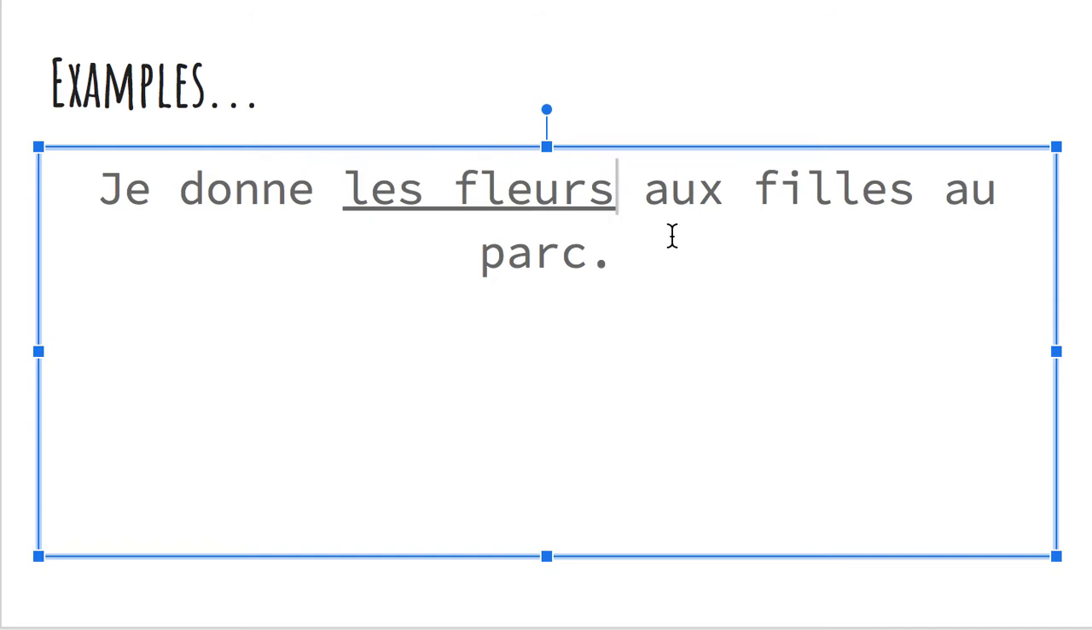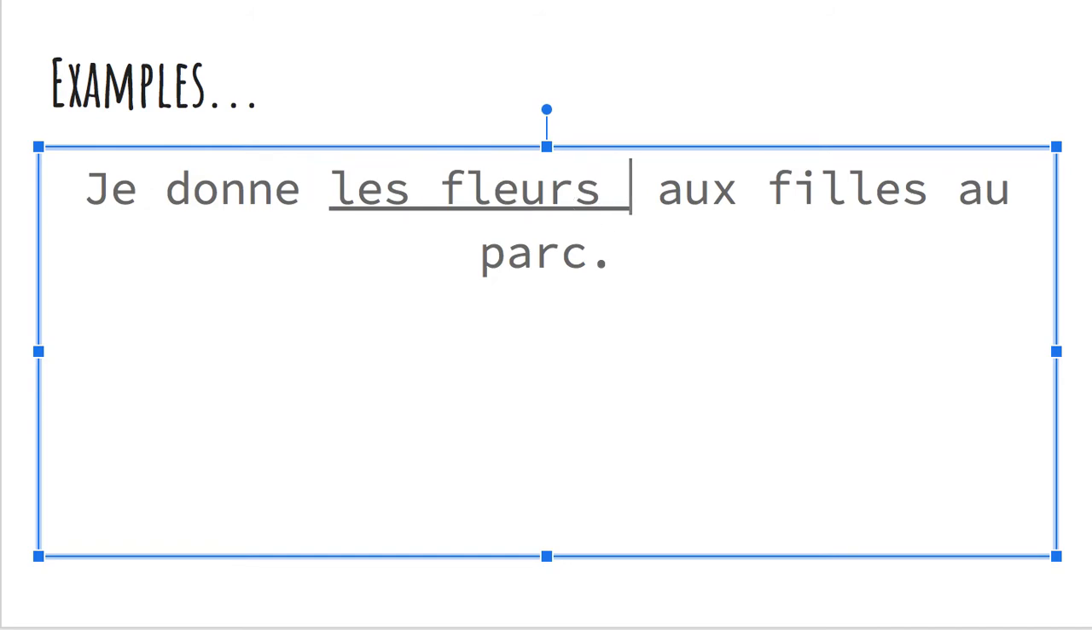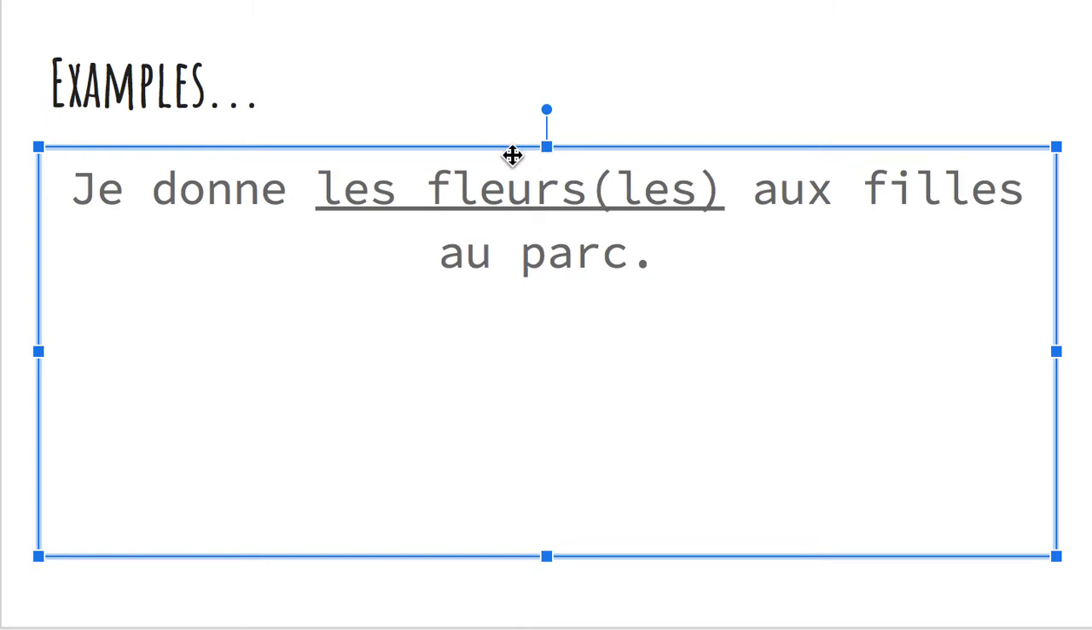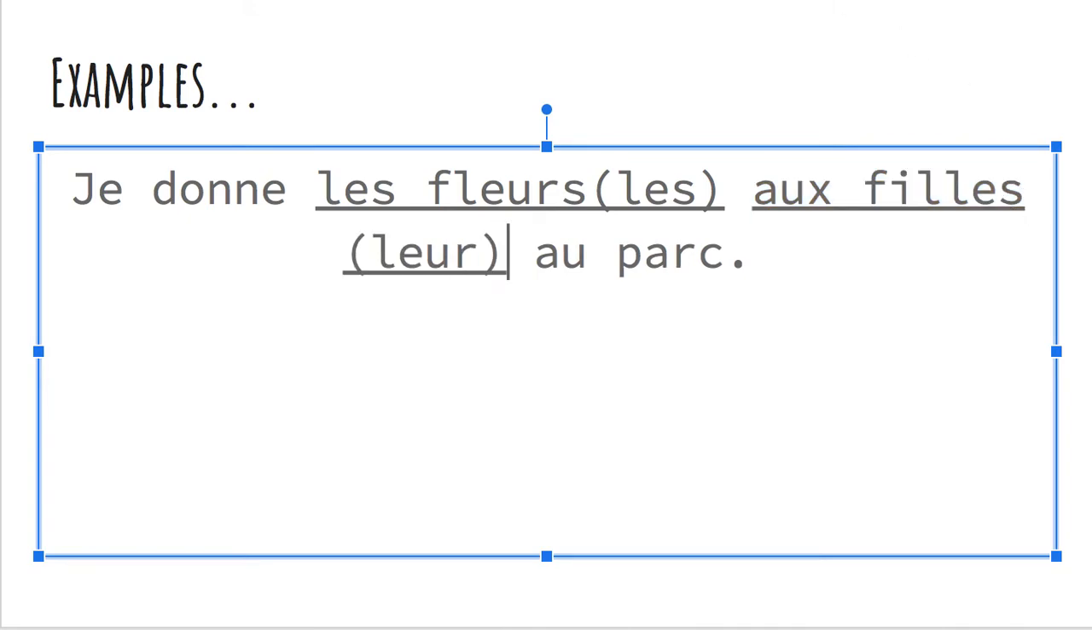And if I want to be really good, I'm going to tell you that it's going to change to les. Normally, like on a worksheet, I would write that up above the word, but since we don't have a worksheet, we're just going with it. Do I have a lui or a leur? I do, right here, which is to the girls. So I would underline it. I would write leur, okay, because it's all going to go together. And then at the park. So, you're just going to keep going.